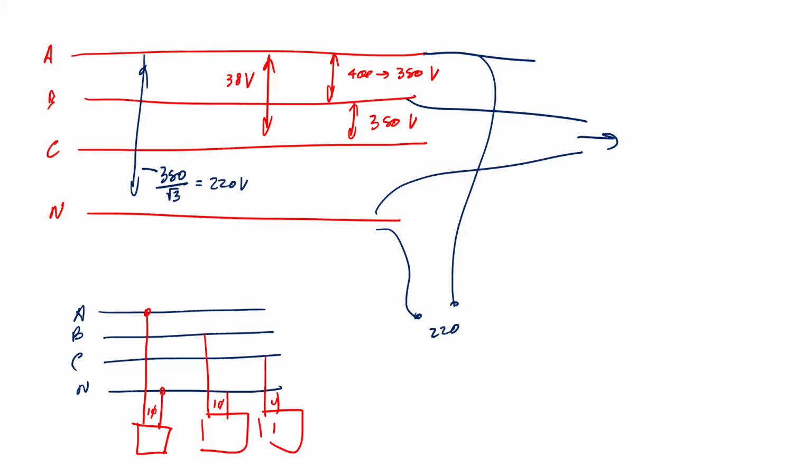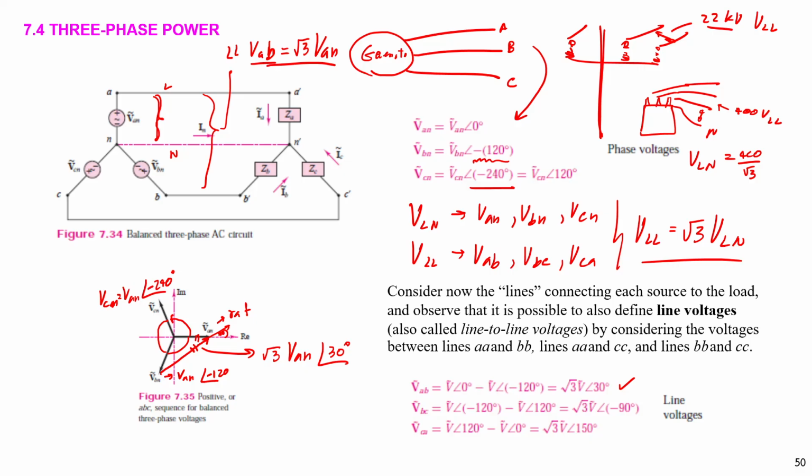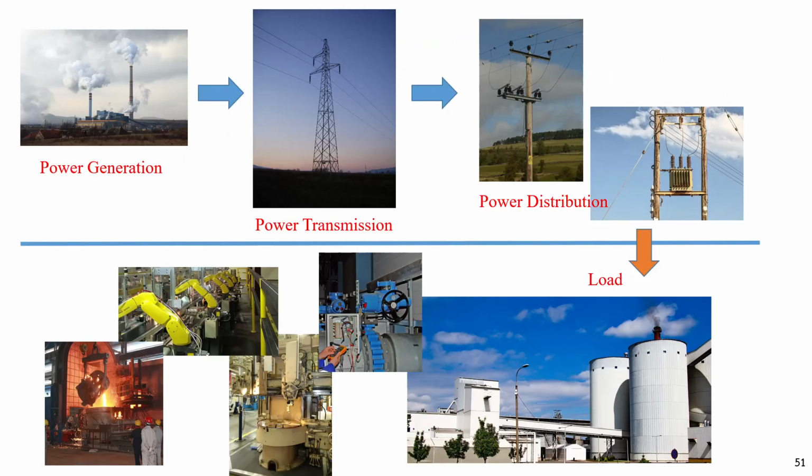For some types of load, we will use three phase, maybe large machines. And for lighting, or maybe just small loads, we use single phase. So for power generation, transmission, and distribution to large industrial loads, it is usually in the form of AC three phase.